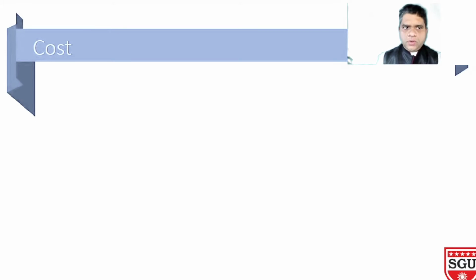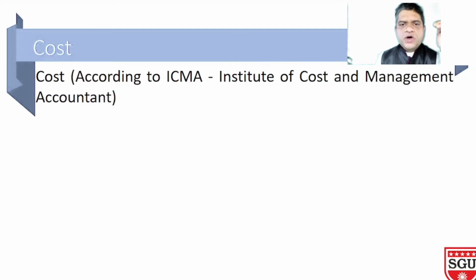Now, what we'll do at the beginning, we'll study the definition of cost and the various attributes of the cost. And when we refer to any concept, we always refer to the professional organization who have set the standard and defined the terms. So, for the definition of cost, we are going to refer to the Institute of Cost and Management Accountants, okay, that is nothing but ICMA.